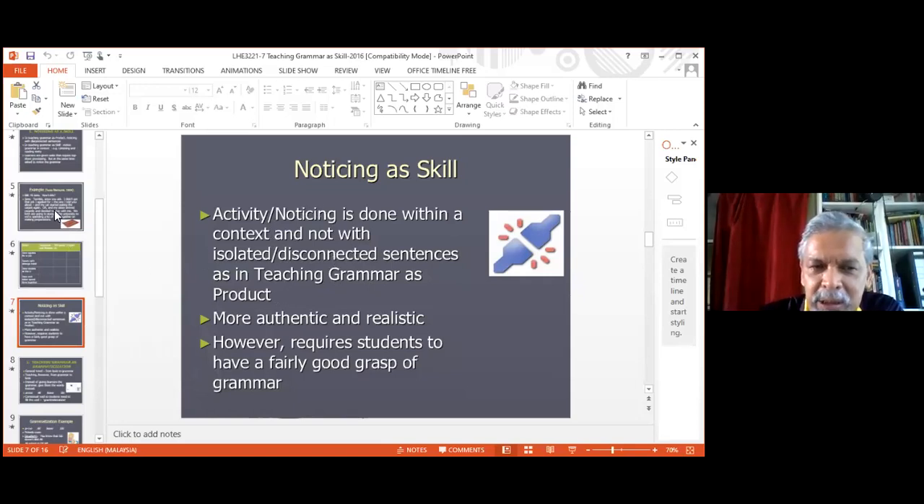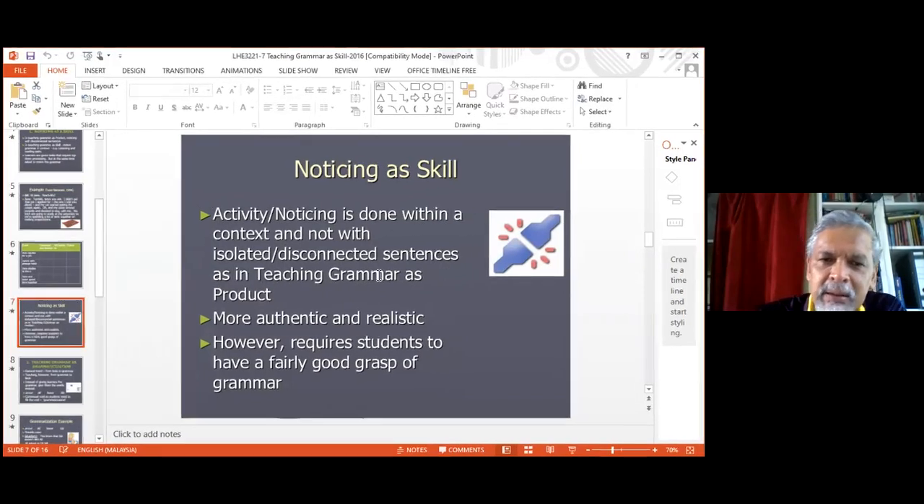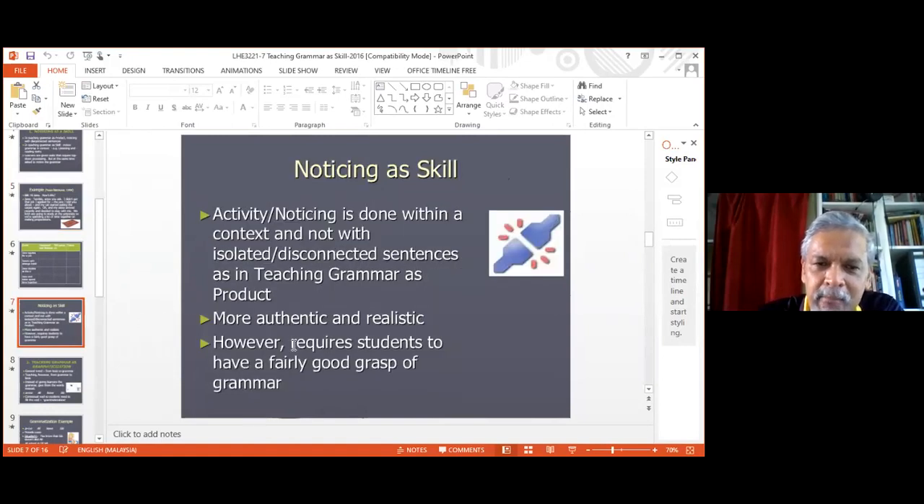Teaching grammar has noticing as a skill. You're trying to develop that skill, and teaching grammar as product. It's more authentic and realistic. All the language used is more normal, realistic language. It requires students to have a fairly good grasp of grammar.